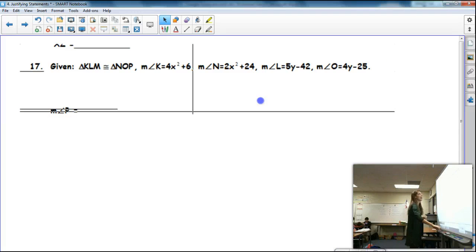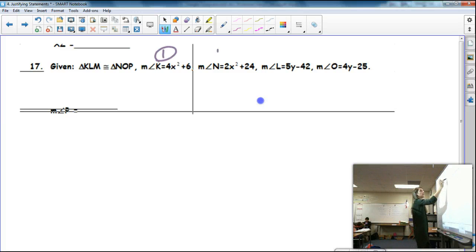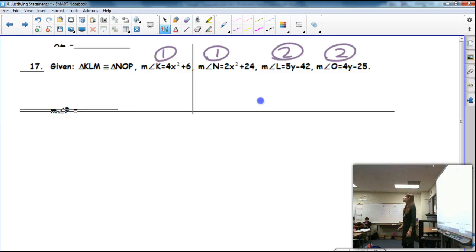Alright, angle K is listed first. Angle N is listed first. Angle L is listed second. And angle O is listed second. So thank goodness we've got X's and Y's, but we do not have a system of equations because we're going to set our X's equal to our X's and our Y's equal to our Y's. So this is not a system of equations, which is nice. Breathe a sigh of relief.